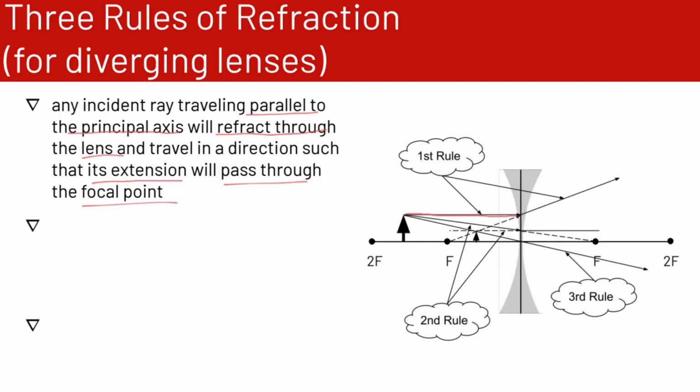So this ray diverges. So here's the diverging refracted ray, and it diverges such that it passes through the focal point of the lens. So here's the focal point, and here's our refracted ray diverging through the focal point. And here's the extension line going through the focal point.